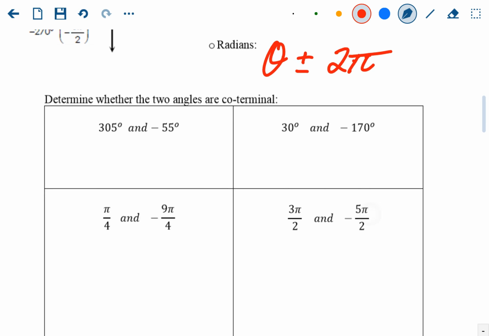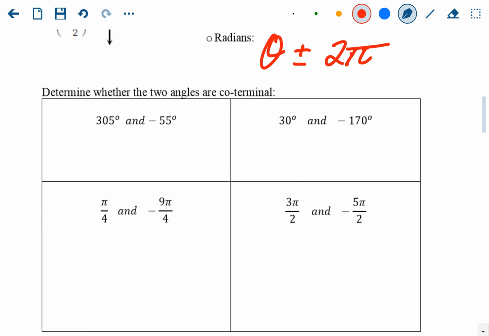All right, so let's do a couple examples. Determine whether these 2 angles are coterminal or not. Well, you just have to figure out, if it's in degrees, if they're 360 degrees away from each other. So this one, if I take the 305 and I subtract 360 degrees, you end up with negative 55. So yes, these are coterminal.